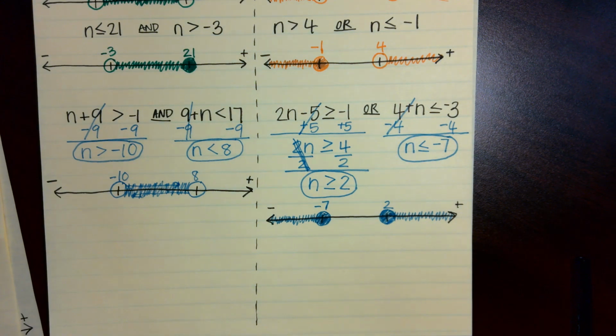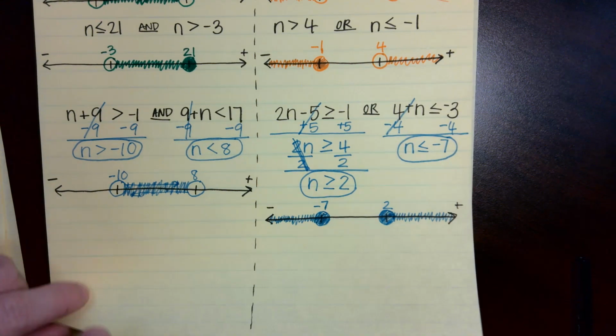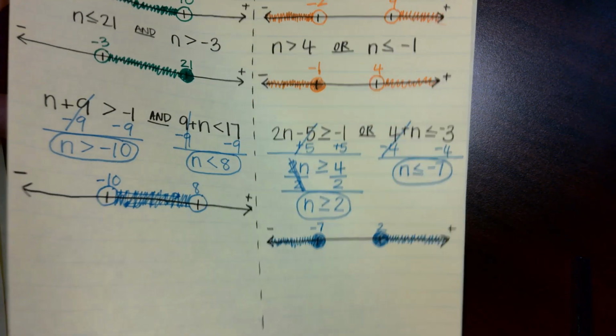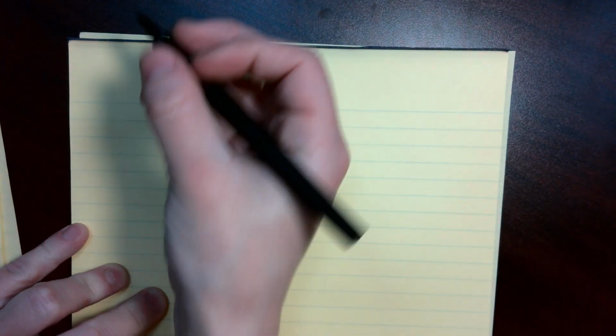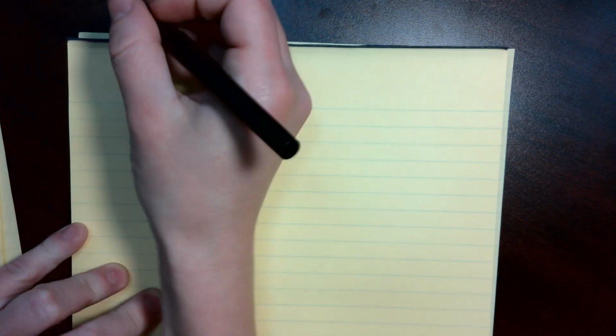So, let's see. I'm going to give you a couple of them to try on your own. We'll go over them together, make sure everybody feels good, and then we're going to have an exit ticket. That's all the content today, guys. Let me give you some practice problems. I'm going to give you one with "and" and one with "or".